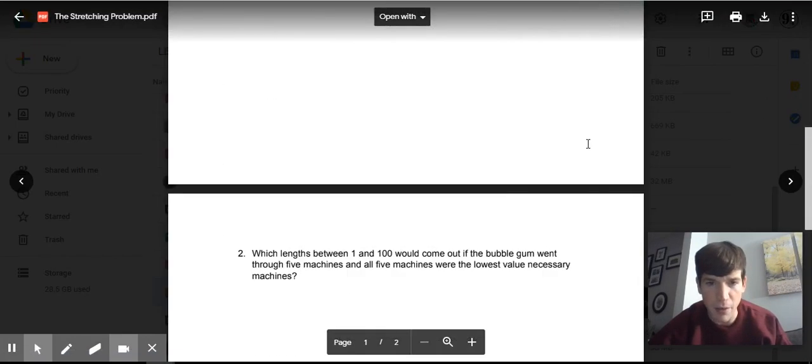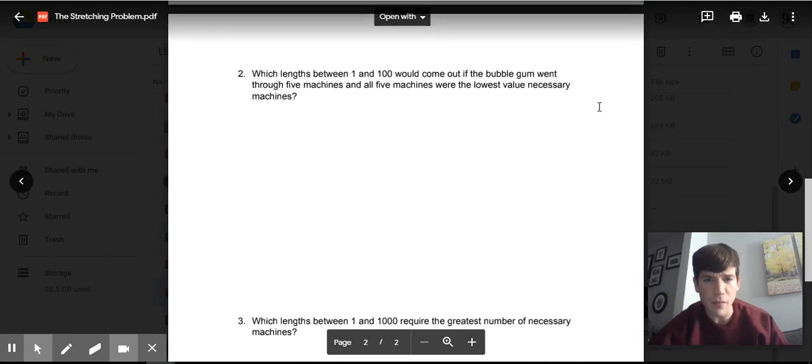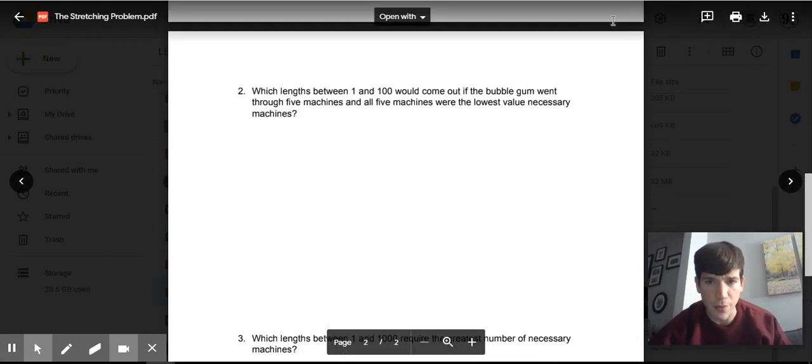They sometimes can be a little confusing. Let's do this one first. It says, which lengths between 1 and 100 would come out if the bubble gum went through 5 machines and all 5 machines were the lowest value necessary machines.